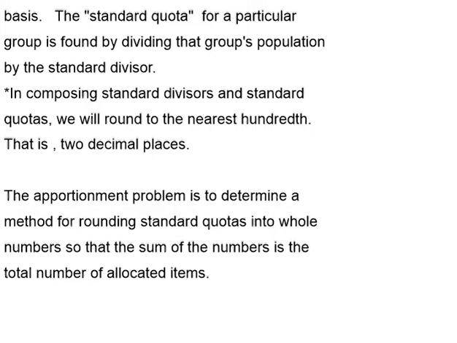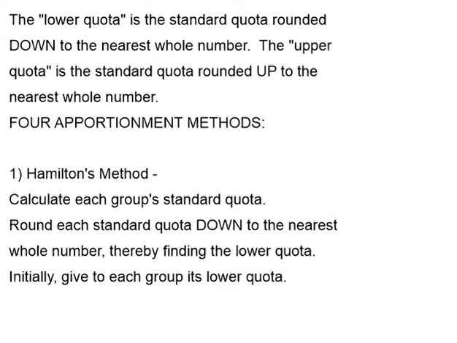In computing standard divisors and standard quotas, we will round to the nearest hundredth, that is, 2 decimal places. The apportionment problem is to determine a method for rounding standard quotas into whole numbers so that the sum of the numbers is the total number of items allocated. The lower quota is the standard quota rounded down to the nearest whole number. The upper quota is the standard quota rounded up to the nearest whole number.